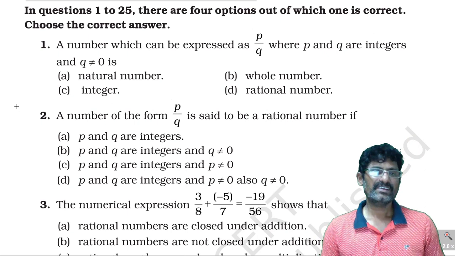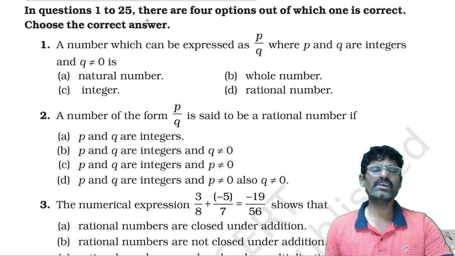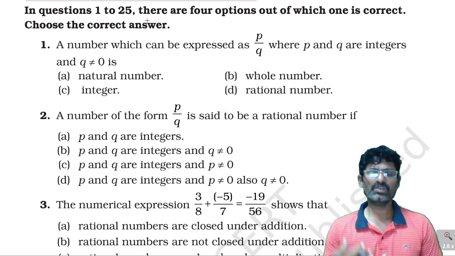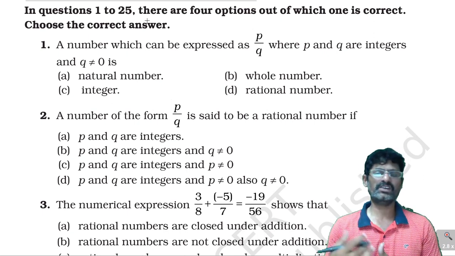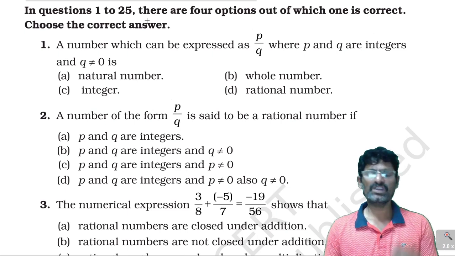In questions 1 to 25 there are 4 options, out of which one is correct. Choose the correct answer. So clearly these are multiple choice questions. In each question we are given 4 options. Out of those 4 options only one answer is correct. We need to choose that one.